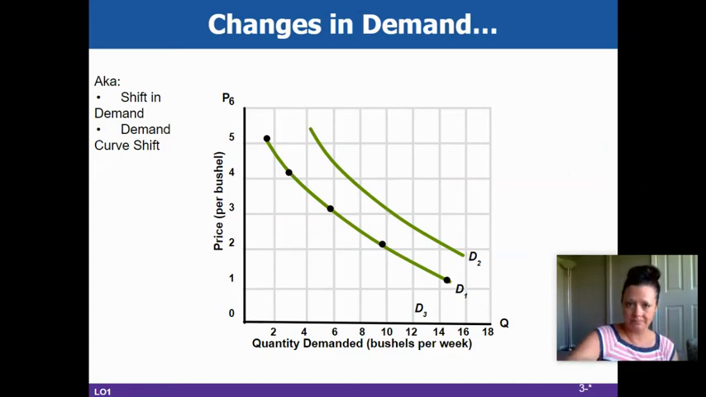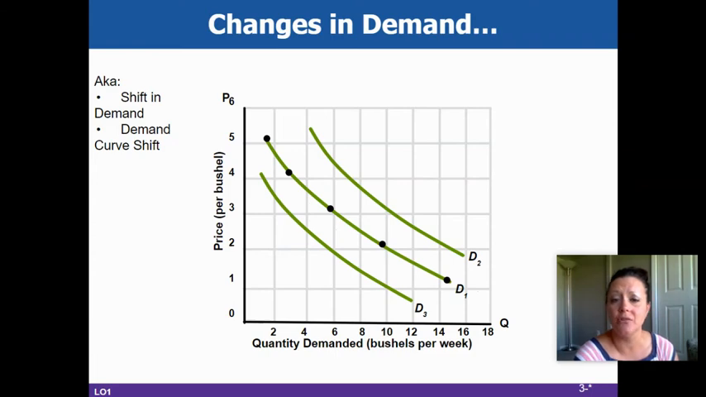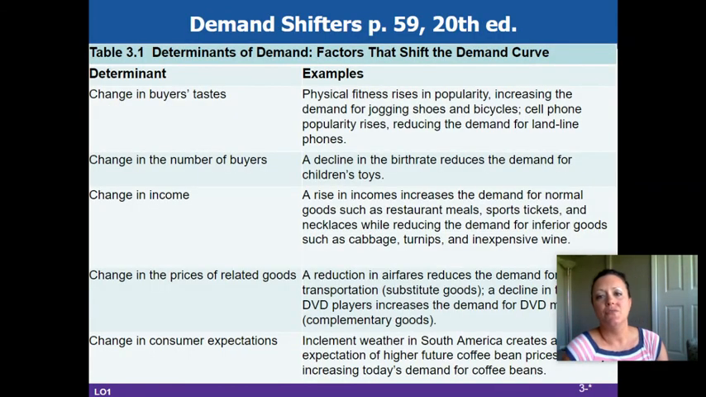On the other hand, we could see a decrease in demand, a leftward shift moving towards zero. That would mean that fewer people want to buy that item at each and every price. In other words, the demand moves towards zero or decreases. Why does this happen? Well, your book outlines it on page 59 if you got the 20th edition. Unfortunately, I don't have access to other editions here at home, so I can't tell you exactly what page you'll find this on. But whatever chapter talks about demand, you should find something that looks like this.